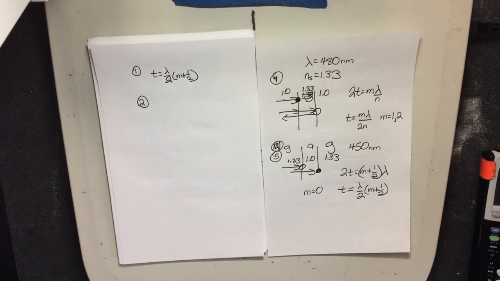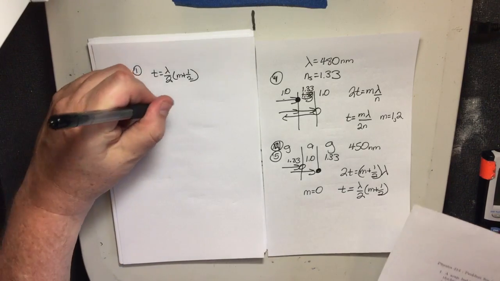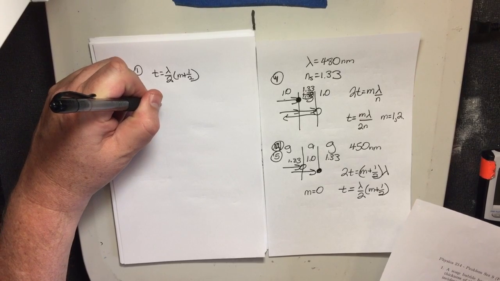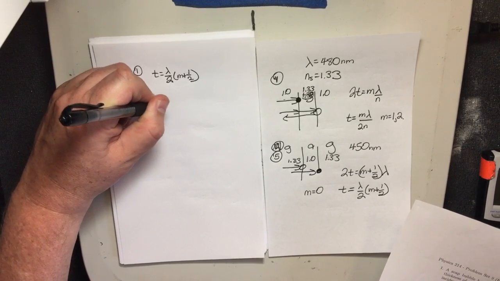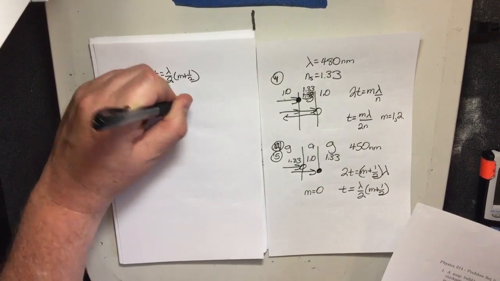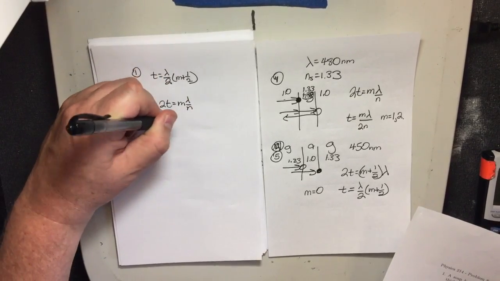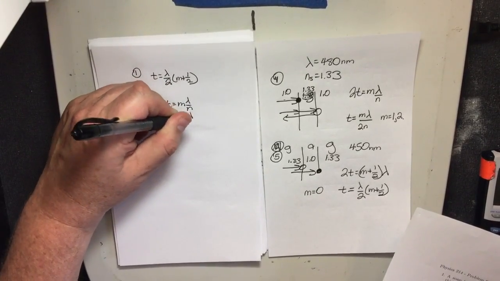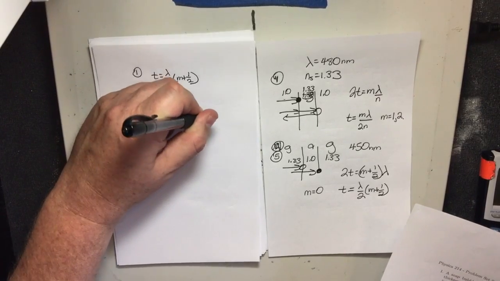Question, are we talking destructive or constructive? If it's, let's say, destructive, that's odd. So 2t equals m lambda over n, solve for t. m is equal to 1.